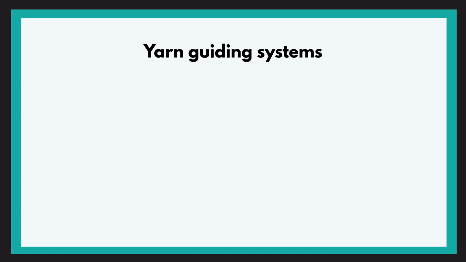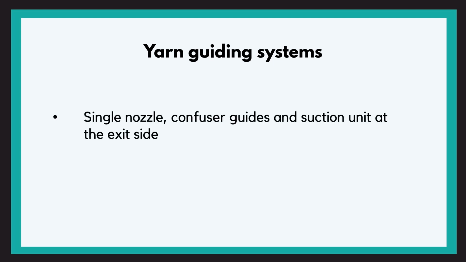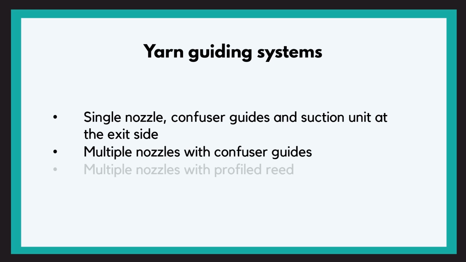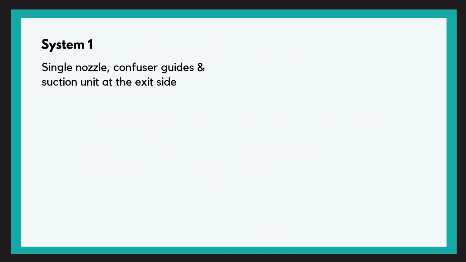The first system includes single nozzles, confuser guides, and a suction unit at the exit. The second system includes multiple nozzles with confuser guides. And the third system includes multiple nozzles with a profile reed. Now we already know about the nozzles and the profile reed, but what is a confuser guide?